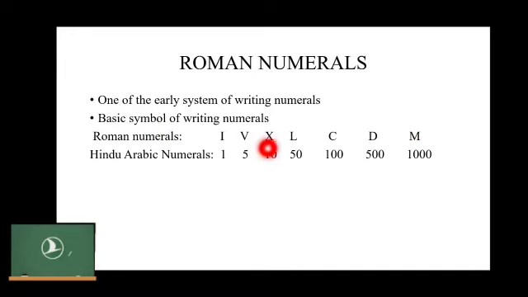Now let's see what the Hindu-Arabic numerals equivalent to the Roman numerals are. For I it is 1, V is 5, X is 10, L is 50, C is 100, D is 500 and M is 1000. To represent these numerals, we have certain rules. Now let's get to know about the rules.